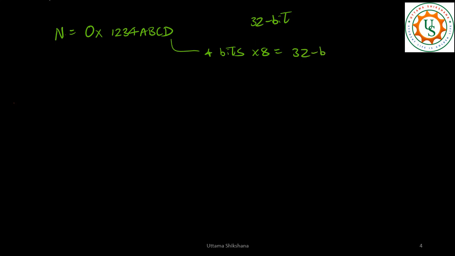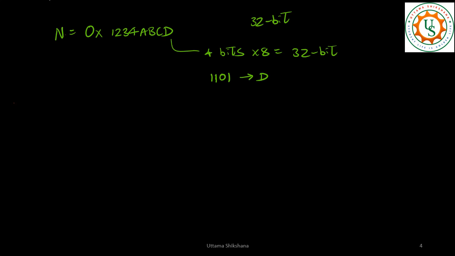I will fix the number n as a 32 bit number, in the hex format: 0x1234ABCD. Each hex digit is 4 bits, and in total we have 8 digits. So 8 into 4 is equal to 32 bits. This is a 32 bit number. D means 4 bits, and it is represented as 1101.